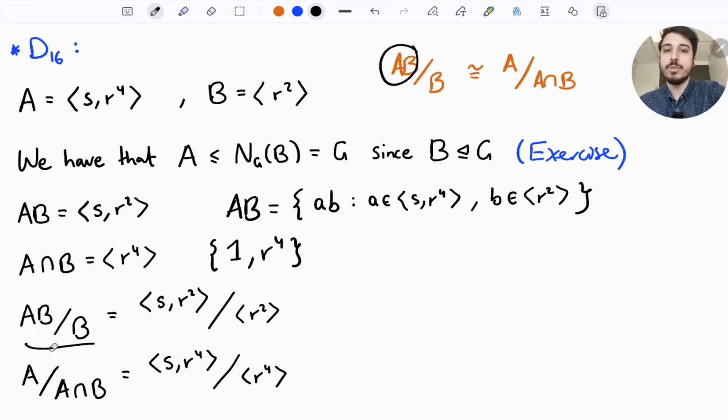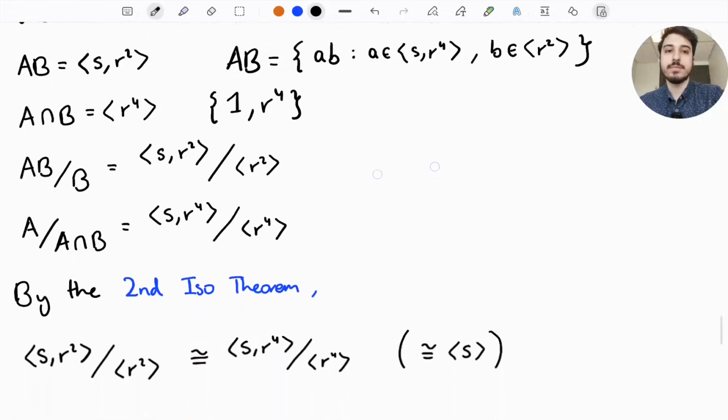Now, AB quotient with B is simply putting these 2 groups together, and A quotient with A intersect B is putting these 2 groups together. And the theorem says that, yes, we have an isomorphism between these 2. And in fact, this here can easily be verified to be isomorphic to the subgroup generated by S. And this isomorphism, I've done a similar one in the last lesson on the first isomorphism theorem, so I will leave that to you as an exercise so you can practice constructing these isomorphisms.